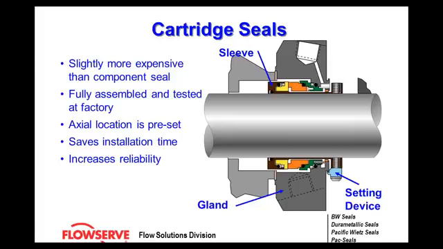So all you have to do with a cartridge seal is put it on the shaft, build your pump to its specs, tighten down the seal gland to its desired torque settings, lock the sleeve to the shaft, remove the setting devices, and it's all set, ready to go. This greatly saves on installation time. It greatly saves on any types of mistakes that can be made, and it greatly increases reliability.